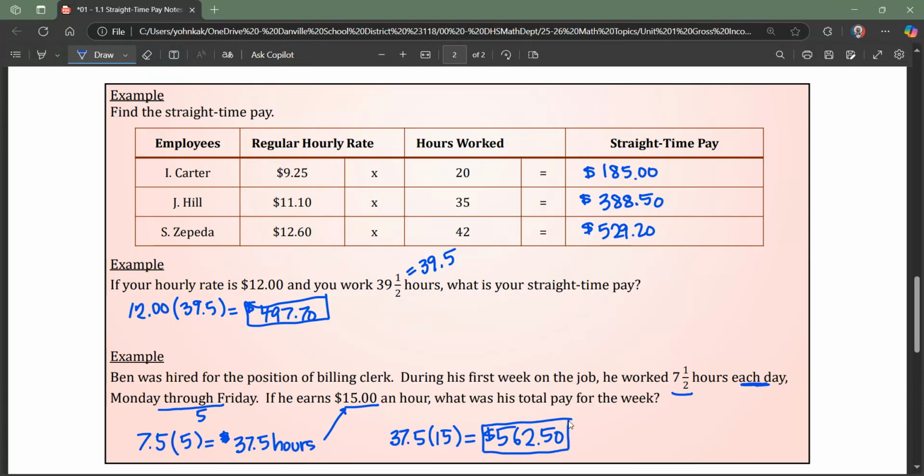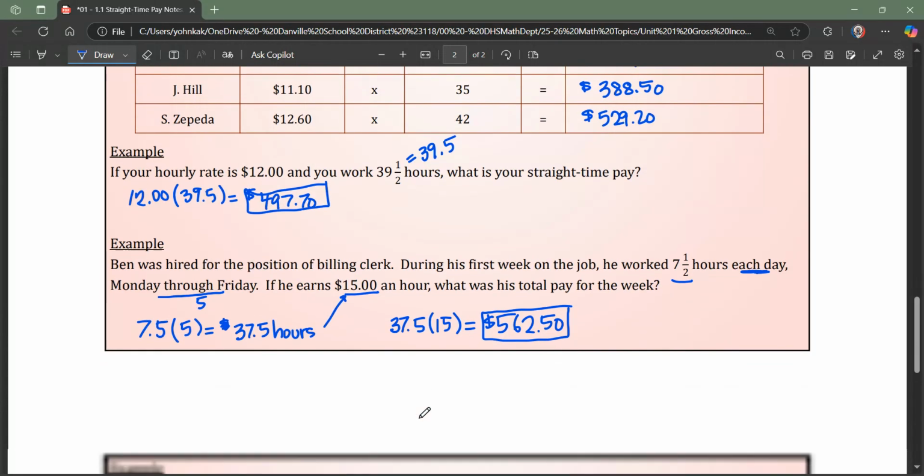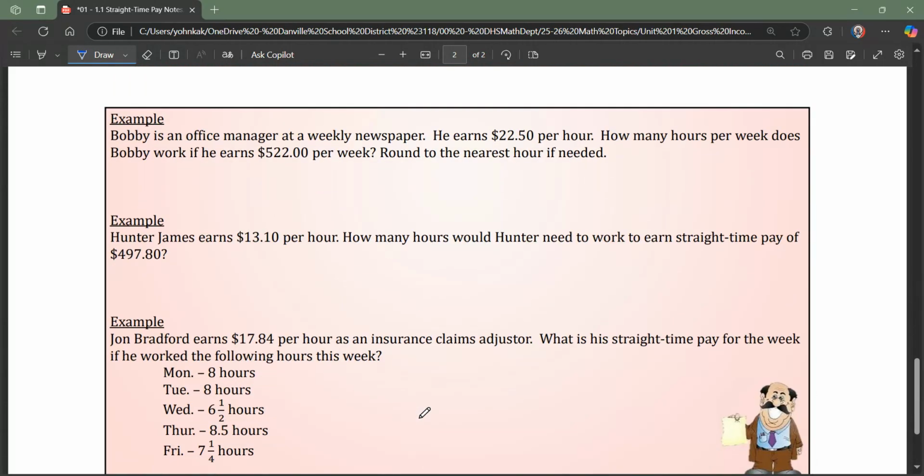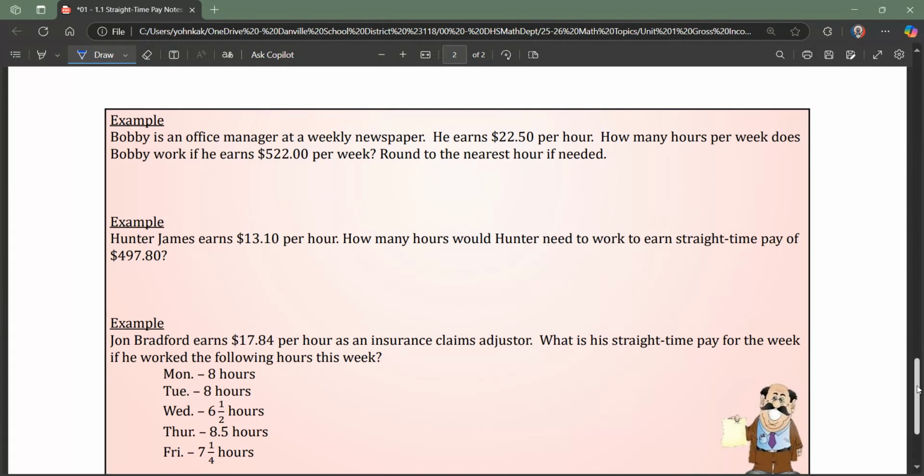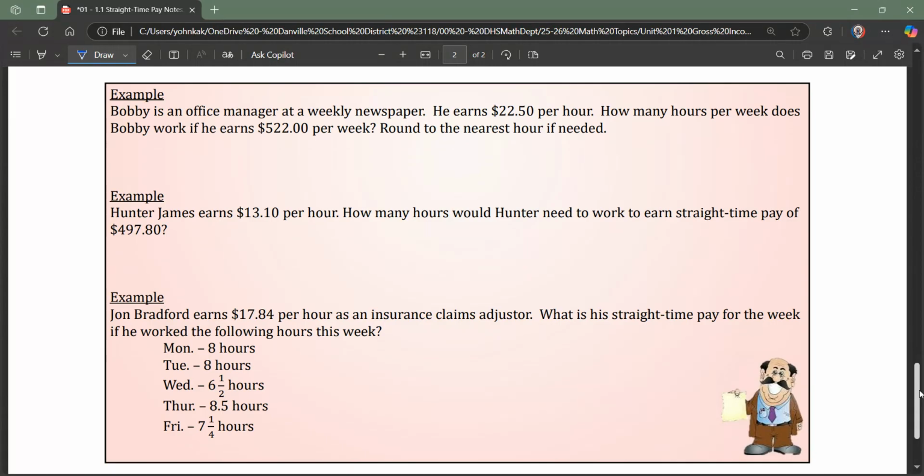Right, let's go to the next page. All right, Bobby is an office manager at a weekly newspaper. He earns $22.50 per hour. How many hours per week does Bobby work if he earns $522 per week? Round to the nearest hour if needed.